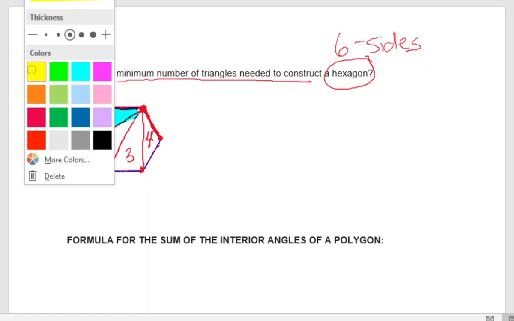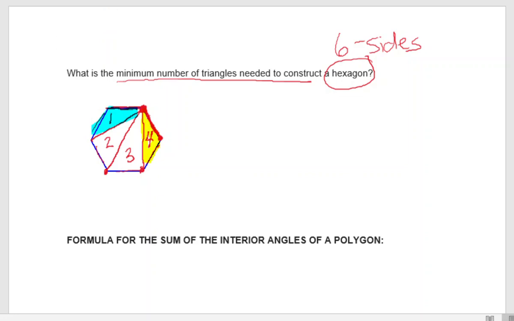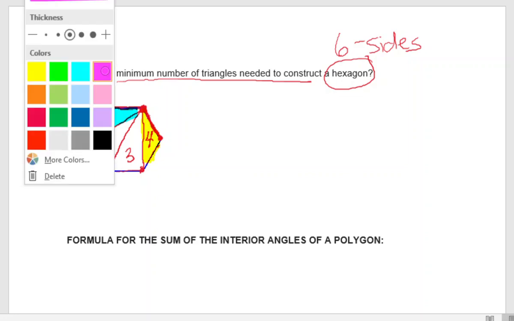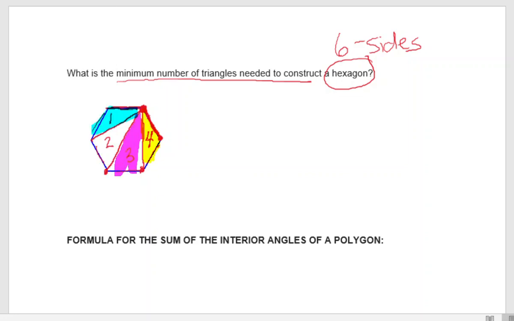1, 2, 3, and 4. 4 triangles when we created line segments through the hexagon from this vertex to other vertices. So this has 4 triangles.